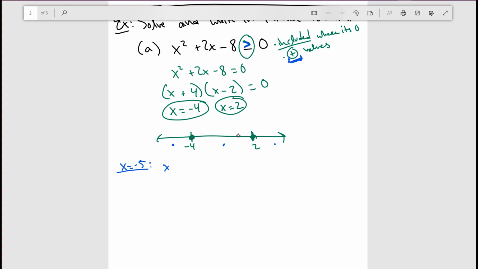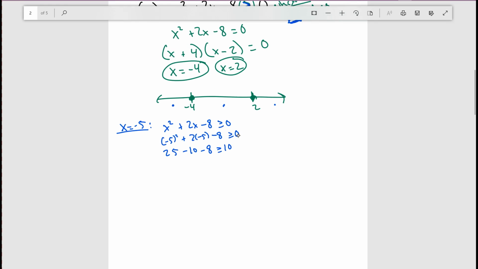So x squared plus 2x minus 8 is greater than or equal to 0. I'm going to plug in negative 5: negative 5 squared plus 2 times negative 5 minus 8 greater than or equal to 0. We want to make sure that this is true, that it is positive. I'm going to get 25 minus 10 minus 8. Is that greater than or equal to 0? Well, this is just going to give me 15 minus 8, which indeed is greater than 0.